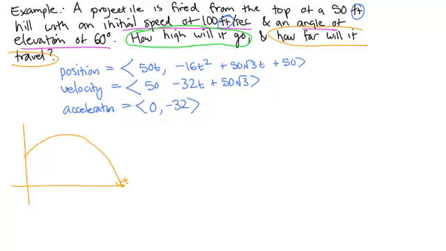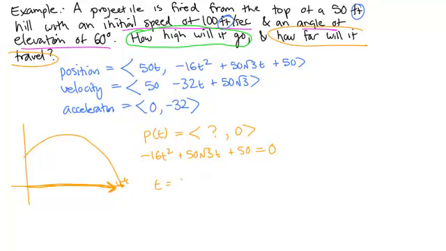Now when it's back down on planet Earth, its position vector will be purely horizontal. So we could figure out when the position vector will look like some unknown value, 0. So that means we have to set the y-coordinate equal to 0 and solve for that. So if I take negative 16t squared plus 50 root 3 t plus 50 and set that equal to 0, well, that's something that the quadratic formula could be used to solve.